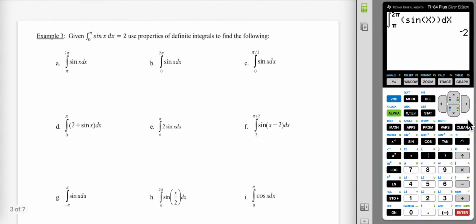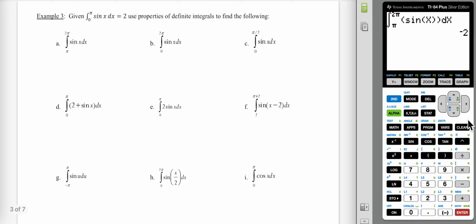Alright, now they gave us a relation here, and that is that from 0 to pi, the sine function has an area of 2. Alright, let's just draw a typical sine function. I'll just do it off on the side here. So from 0 to 2 pi, we have equal parts area above and below the x-axis, so we know the total area, the net area from 0 to 2 pi is going to be equal to 0.